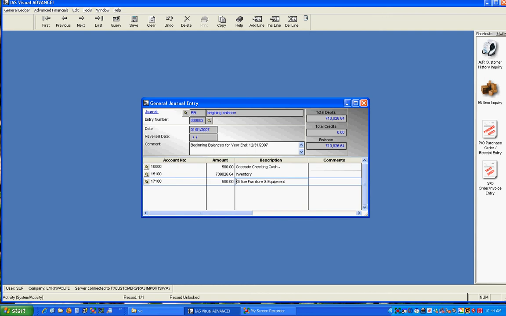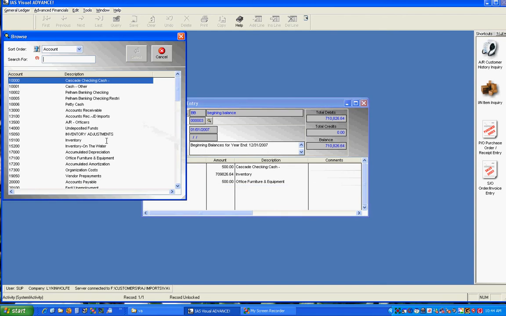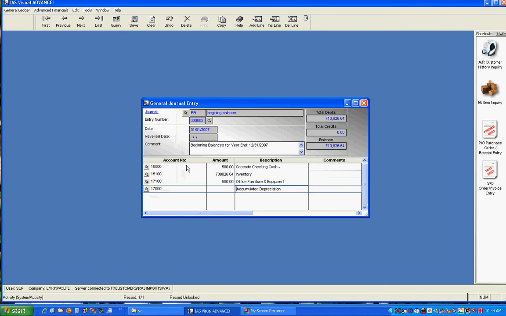I'm going to put the positive amount in of $500 because that's what we're valuing it at. At the same time, because it really has no value, I'm going to amortize it off the books right now. F3, and there should be an accumulated depreciation account as well, which is right here, and that is going to be a negative. That's right, minus 500.